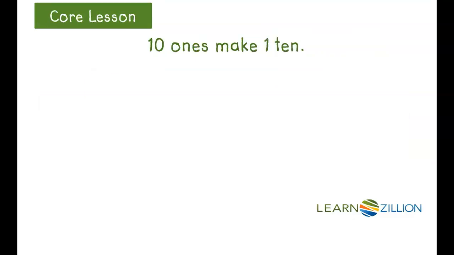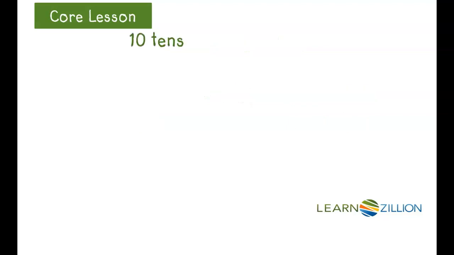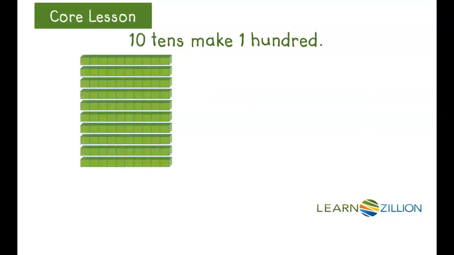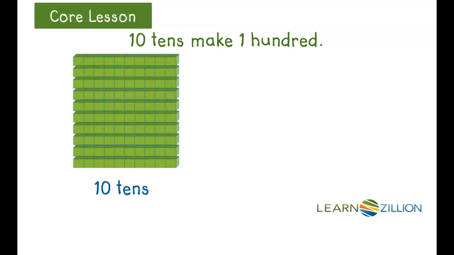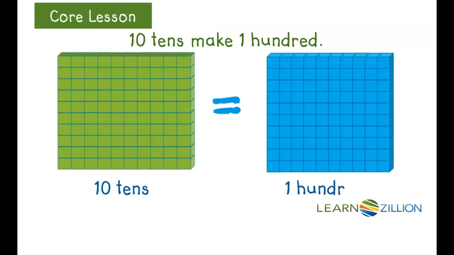So let's look at some base 10 blocks to help us see that 10 ones make 1 ten. Here we have 10 ones. If we rearrange them, you can imagine them coming closer together, we would make 1 ten stick. 10 tens make 100. You can see this as these come together, they form a 100 block.